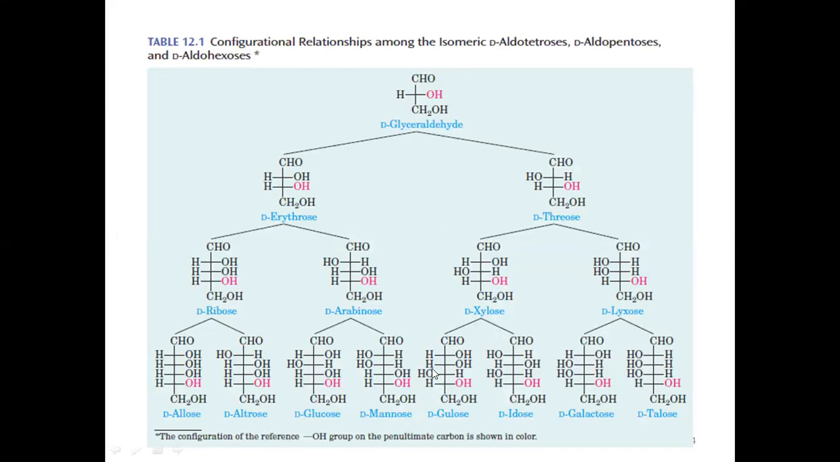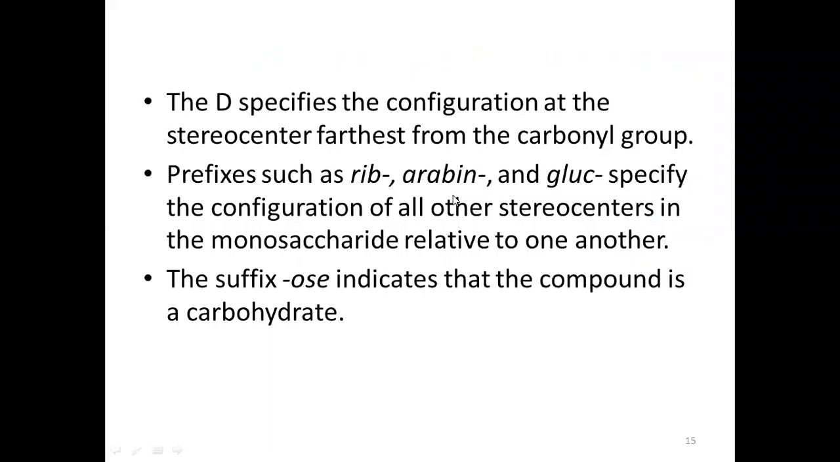If you have your structure here, let's say mannose, then the OH is on the right. This is the farthest from the CHO, the fifth carbon, because this is the chiral carbon here. And this is where the D is being specified. So the configuration is D for all. So prefixes such as rib, arab, and gluc specify the configuration of all the stereocenters in the monosaccharide relative to one another. And the suffix "-ose" indicates that the compound is a carbohydrate.